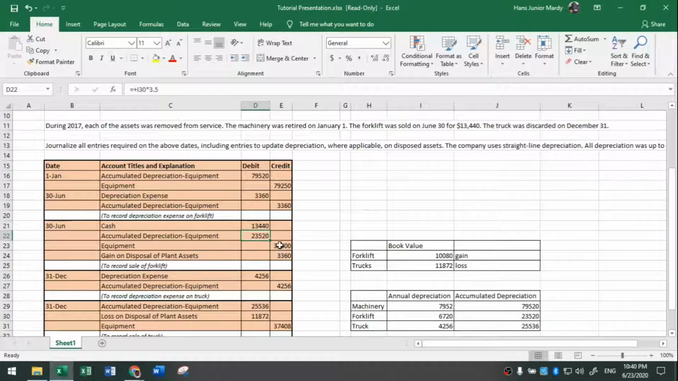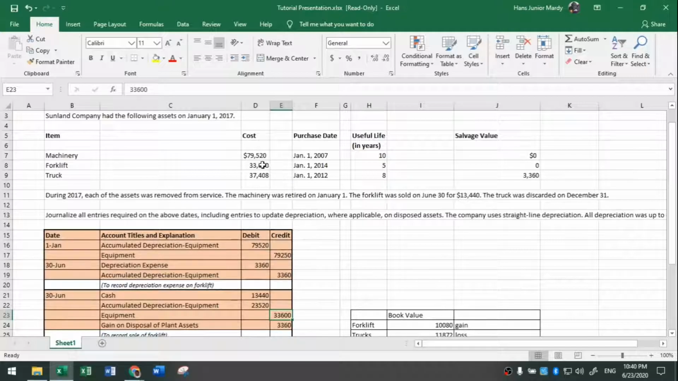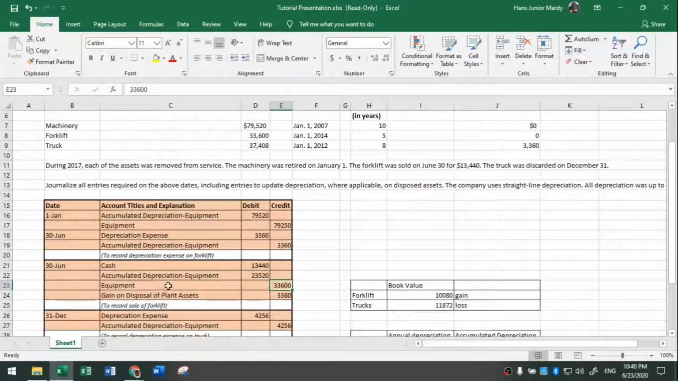Next, we know that the equipment cost 33,600 USD. So I credit this one here, and I put equipment. Now it remains to determine whether we have a loss or a gain. To determine if we have a gain or a loss, this is why I calculated the book value here, and with the book value I will automatically know if I have a gain or a loss.